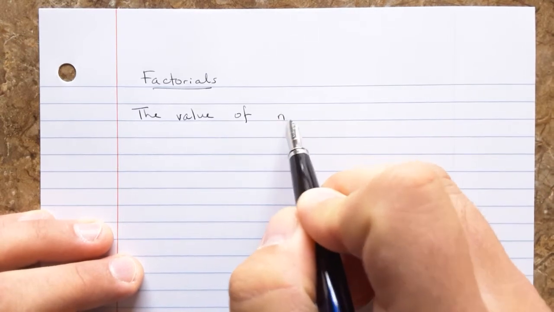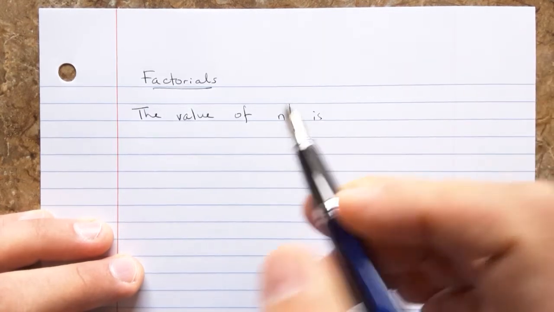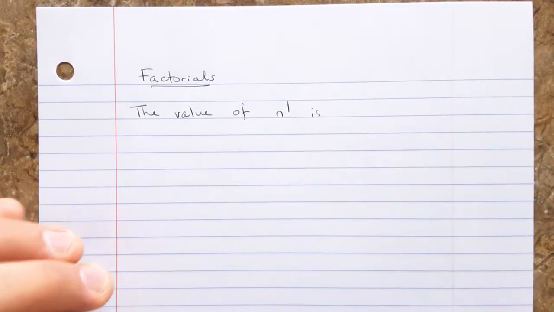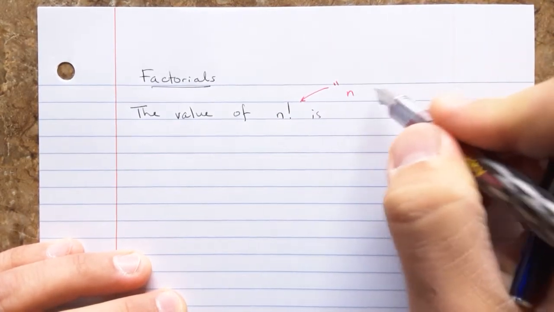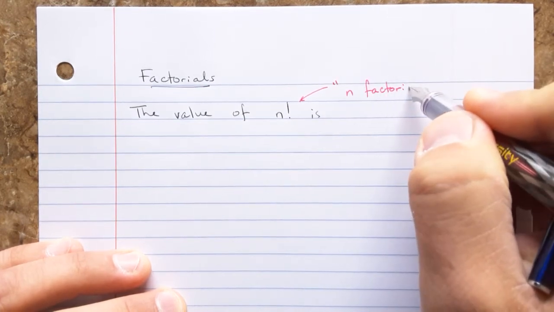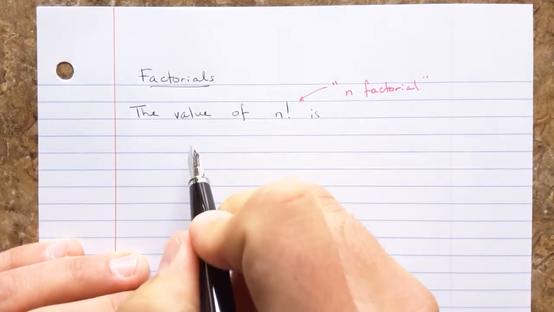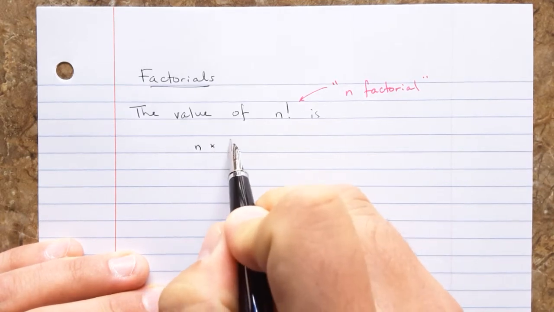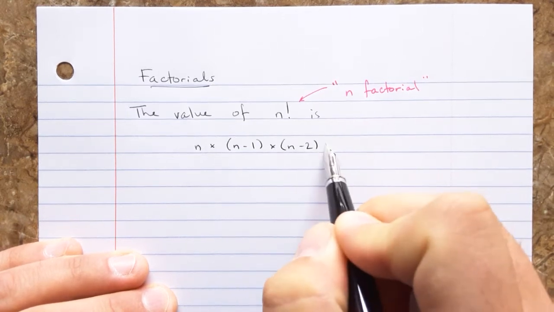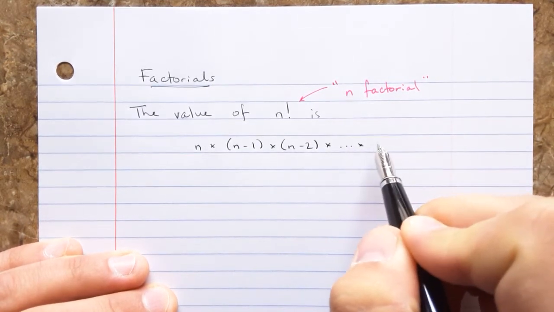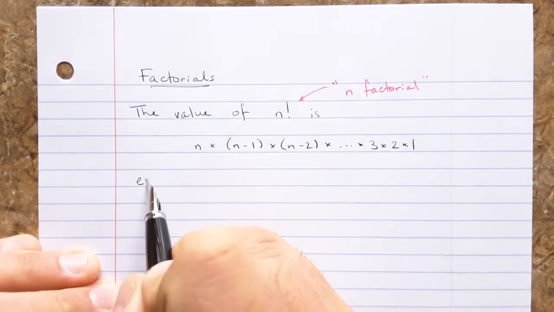The value of n with the exclamation point immediately after it, we pronounce as n factorial. The value of that is, you take n and multiply it by 1 less than n, and multiply that by 1 less again, so n minus 2, and so on until you get down to 3, 2, 1. So let me write a real example with a number now.